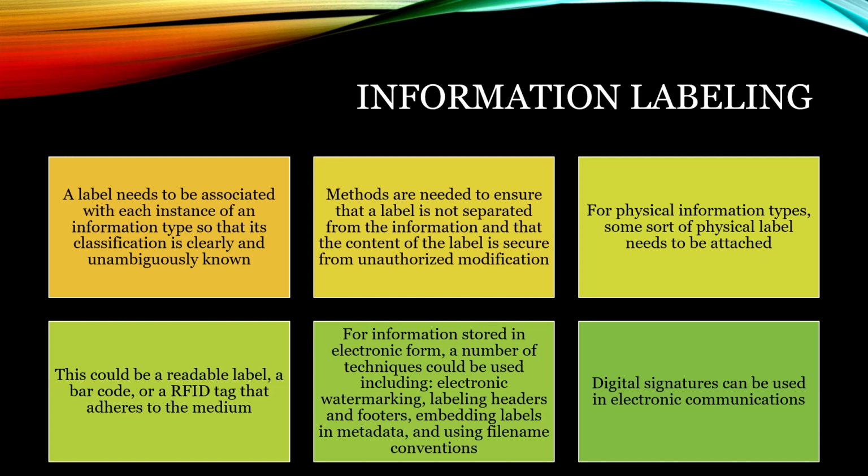For physical information types, you could sort the physical labels. There should also be an RFID tag attached to the object when appropriate. For information stored electronically, again, you can do appropriate electronic tags. That could be watermarking, labeling headers, embedding metadata, and having a digital rights management system, and also looking at appropriate digital protections so that things cannot be modified, altered, transmitted outside the network, and so forth.